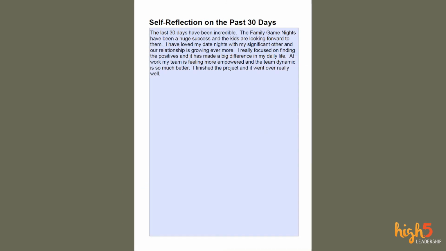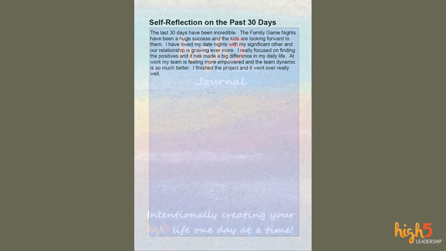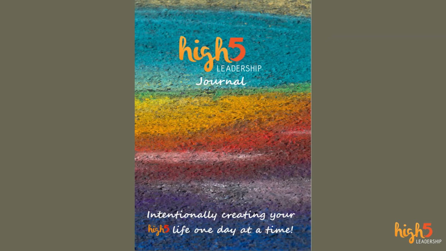And then at the end of the journal, you will find a spot for reflection on the last 30 days. How did the last 30 days go? And again, focus on the wins and the positives you had. And that is the High5 Leadership 30-Day Outcomes Journal. Like I mentioned earlier, what's important is to make this work for you. Use it in whatever way works best for you.